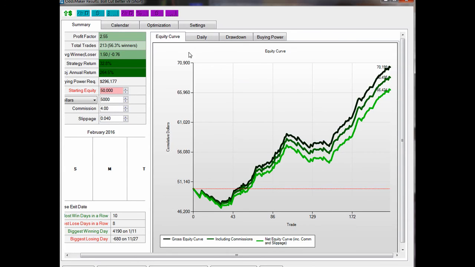So those are the basics for the summary of the backtesting module that the artificial intelligence is built on. And in fact, the artificial intelligence does what I just did over 1 million times every evening.